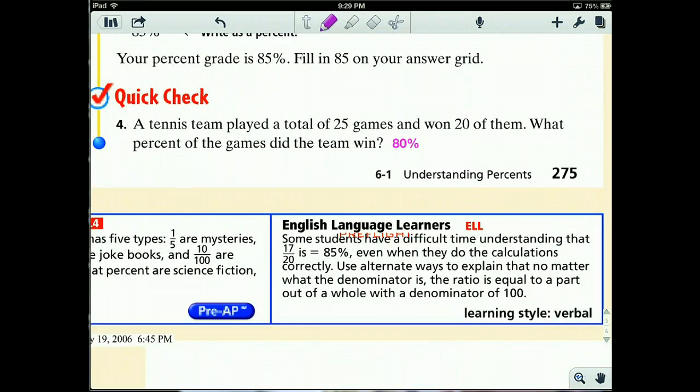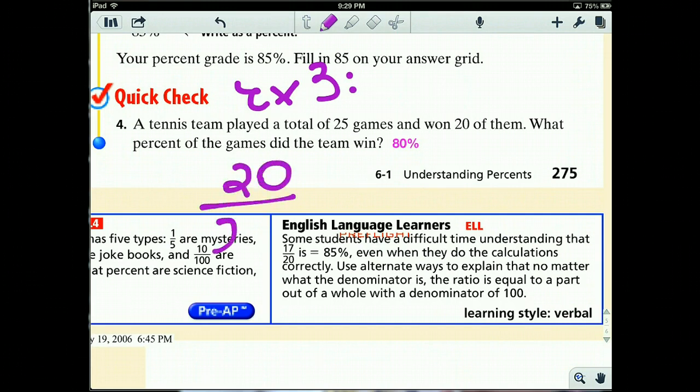Okay guys, the last example I want to talk about. So this is going to be example 3. And it's dealing with a word problem. It says a tennis team played a total of 25 games and won 20 of them. What percent did the team win? So they won 20 out of 25 games. We want to know what percent they won.